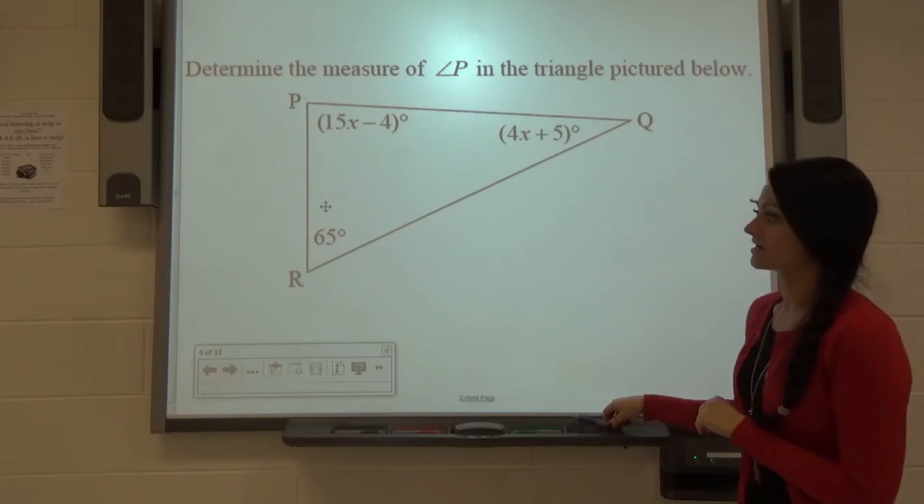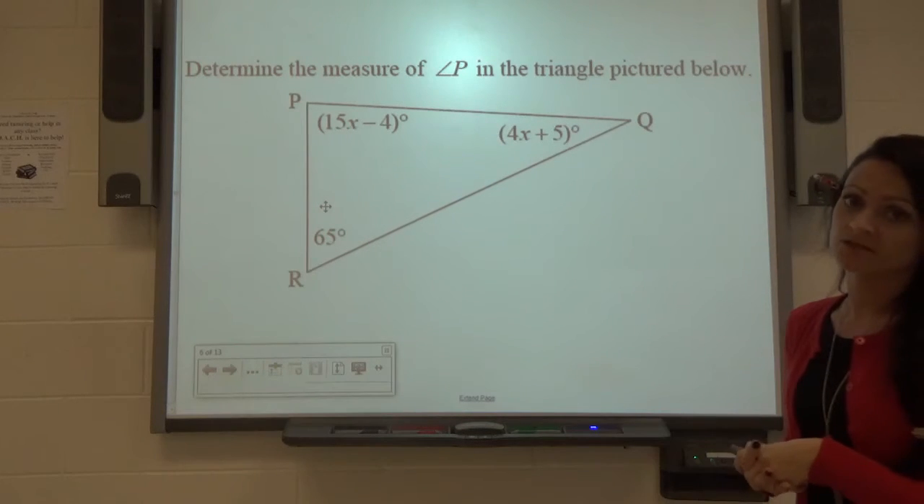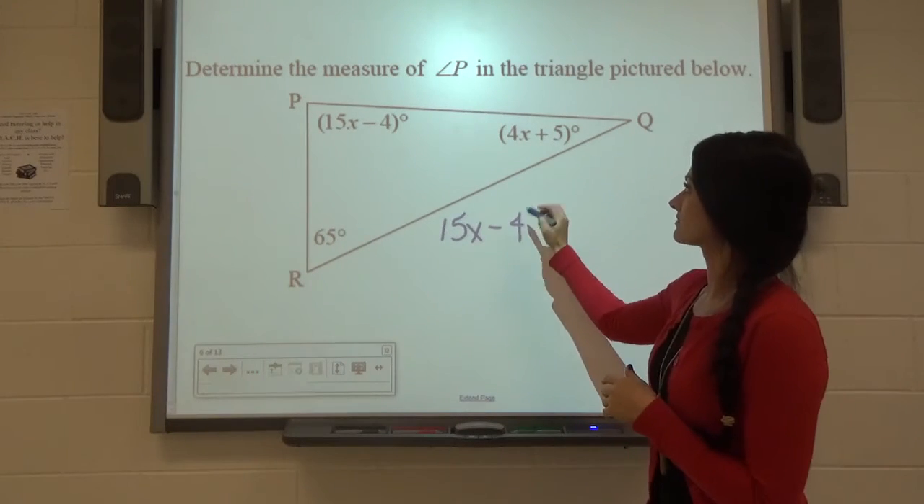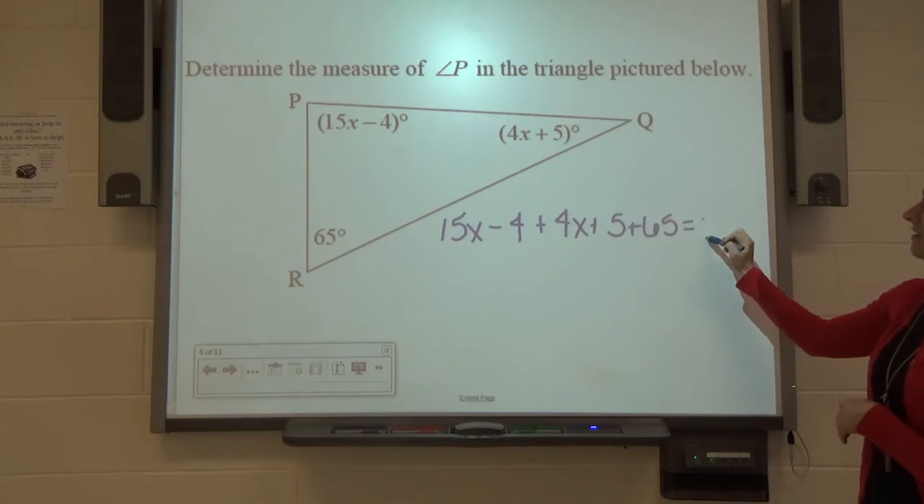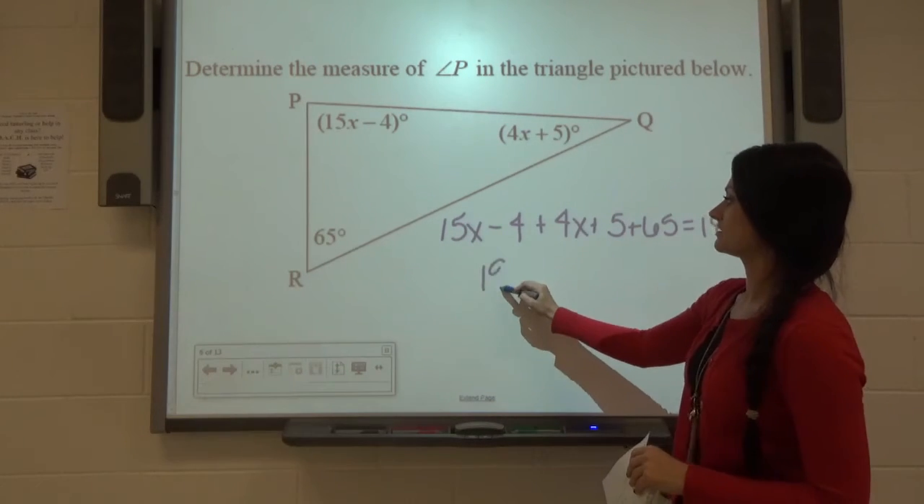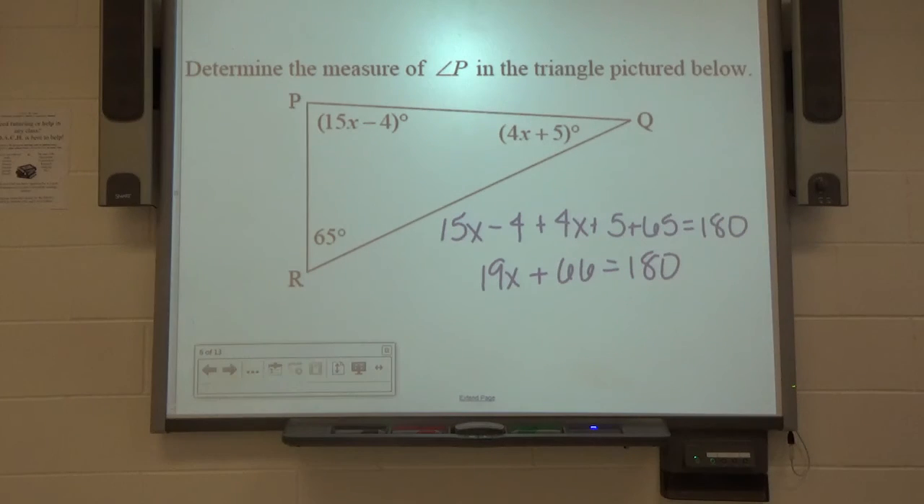So in order for us to do that, I need to take all three angles, add them together, and set that information equal to 180. So I'd say 15x minus 4 plus 4x plus 5 plus 65. All of that has to be equal to 180. From here, I would combine like terms, and my goal is to get x by itself. So this would be 19x plus 66 equals 180.